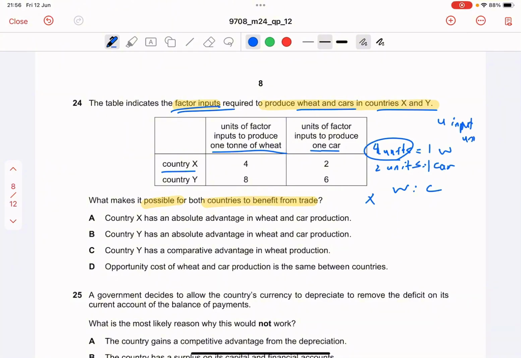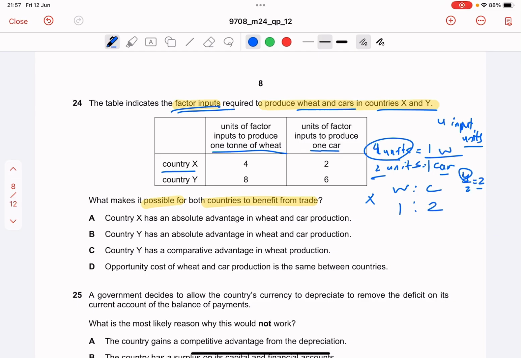If we use 4 input units, we can produce 1 car. Okay, so we have 1 car produced. If we use 4 input units, how many cars can we produce? Well, the 4 is the amount of inputs we're putting in, and 2 is the amount of units needed to produce one car. If we divide 4 by 2, we get 2, meaning for 4 units, 2 cars can be produced. So that's the opportunity cost ratio.